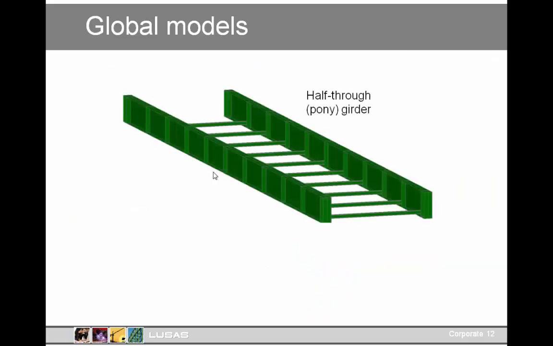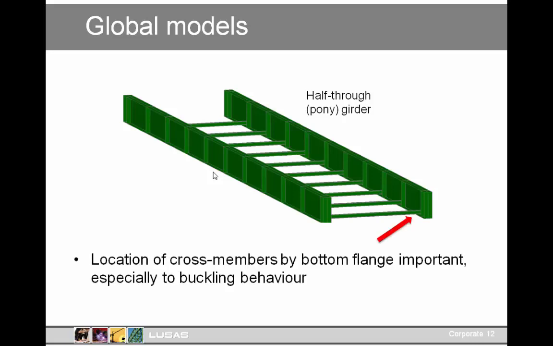Looking at half-through or pony girders, a very different approach would normally be appropriate. The interaction between the main girders and the cross girders, located down here by the bottom flange, is very important, particularly in buckling behaviour. So typically the girders will be represented using shell elements, although beam elements might be used for the cross members. Possibly joint elements could be used at the connections.